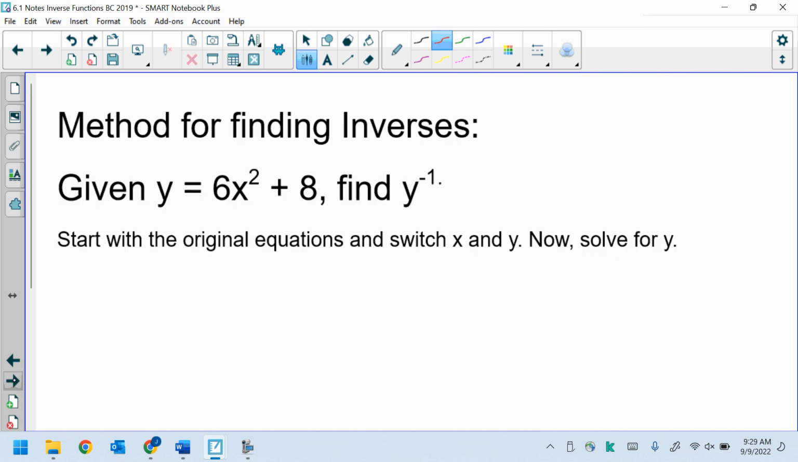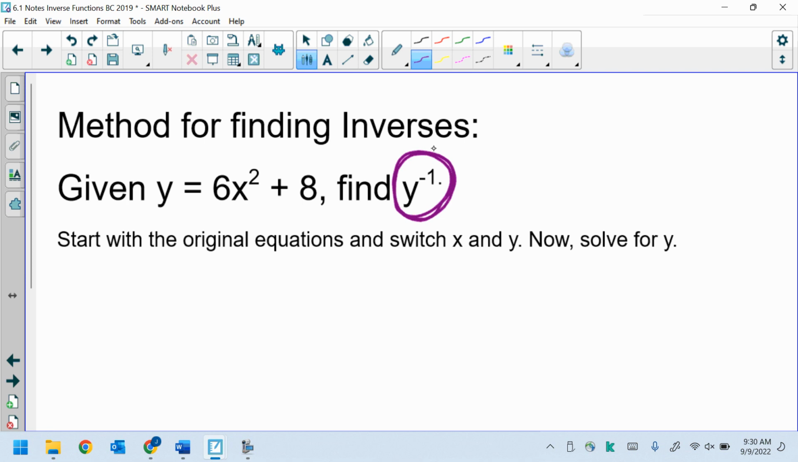Now, method for finding inverses. You have found inverses before. We're given this function right here, and we're supposed to find y inverse. This does not mean 1 over y. This means the inverse of y.